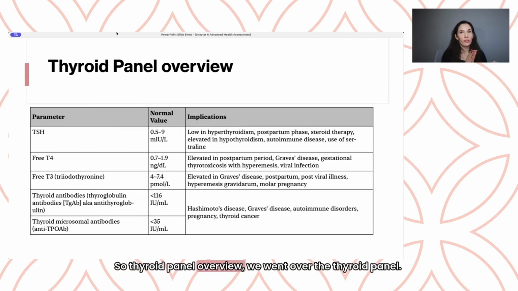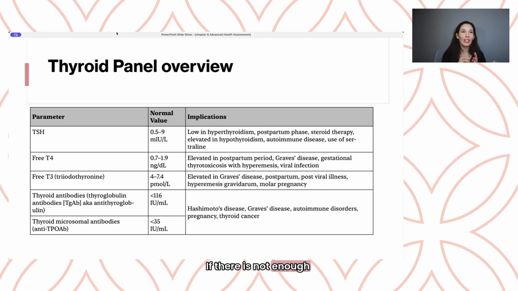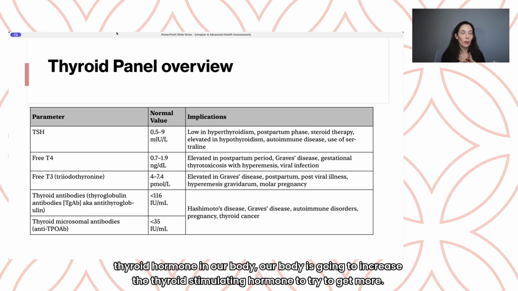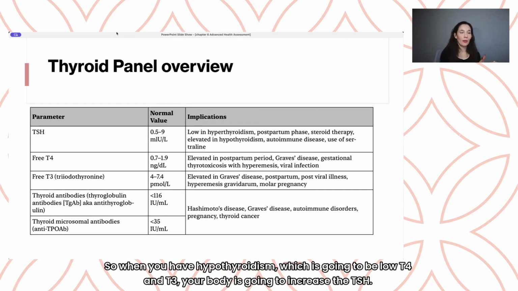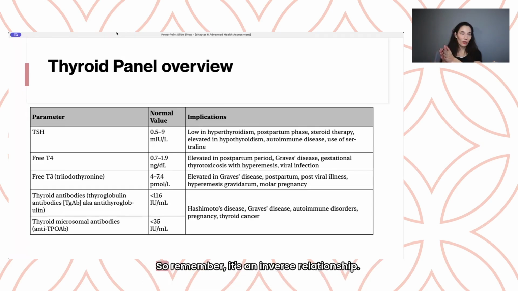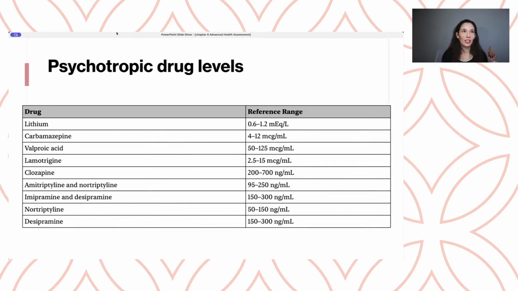So thyroid panel overview. We went over the thyroid panel. So we have our TSH, that is our thyroid stimulating hormone. If there is not enough thyroid hormone, our body is going to increase the thyroid stimulating hormone to try to get more. So when you have hypothyroidism, which is going to be low T4 and T3, your body is going to increase the TSH. So remember, it's an inverse relationship. We went over this.